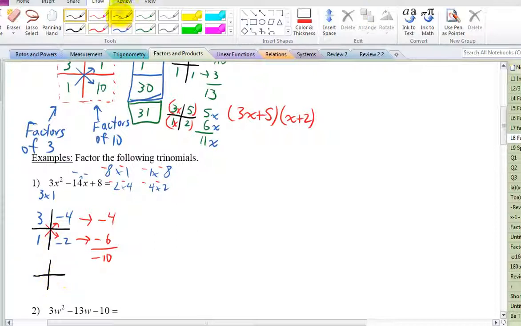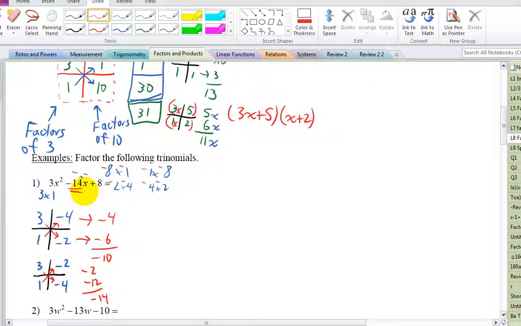No big deal. 3 and 1. So let's just flip-flop negative 2 and negative 4. Okay. We got somewhere to start. Then you got to go and do the next set. Okay, cross multiply, check your sums. Negative 2, negative 12, altogether, negative 14. And that's what we wanted.